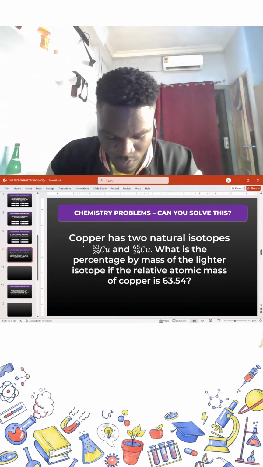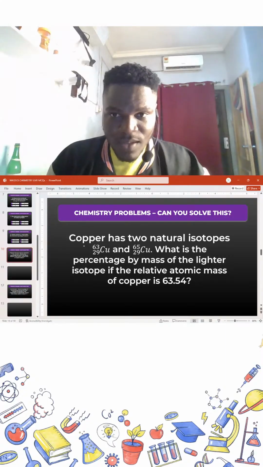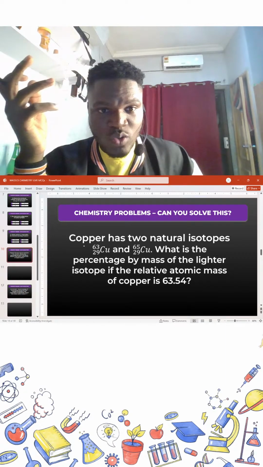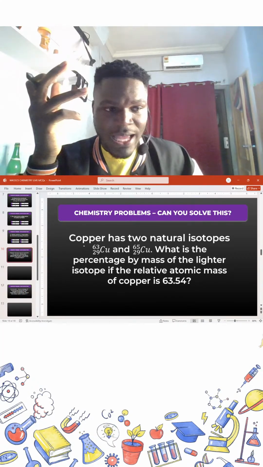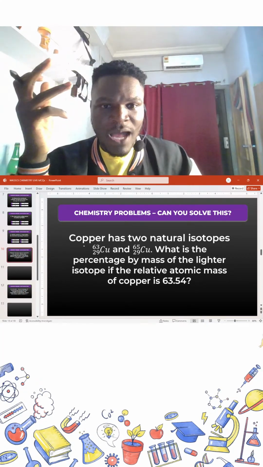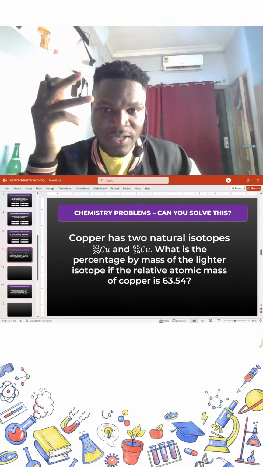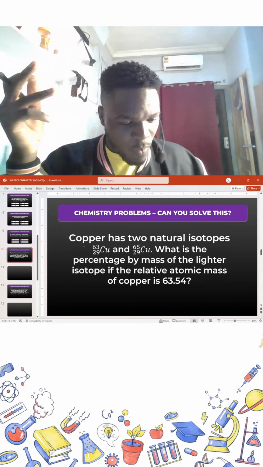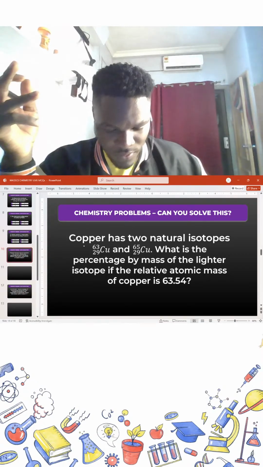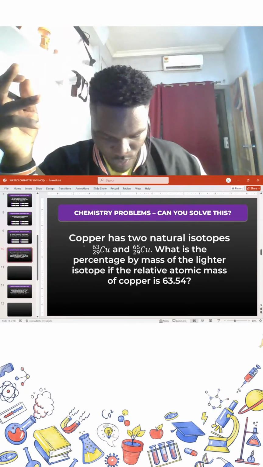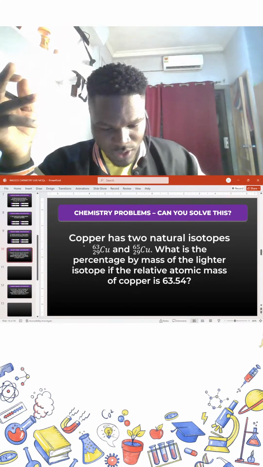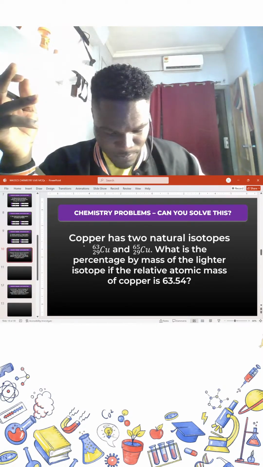Okay, so the question is: copper has two natural isotopes, that is copper 63 and copper 65. What is the percentage by mass for the lighter isotope, which is copper 63, if the relative atomic mass of copper is 63.54? So that is the problem that we have. Let's go ahead and look at the solution to this particular problem.